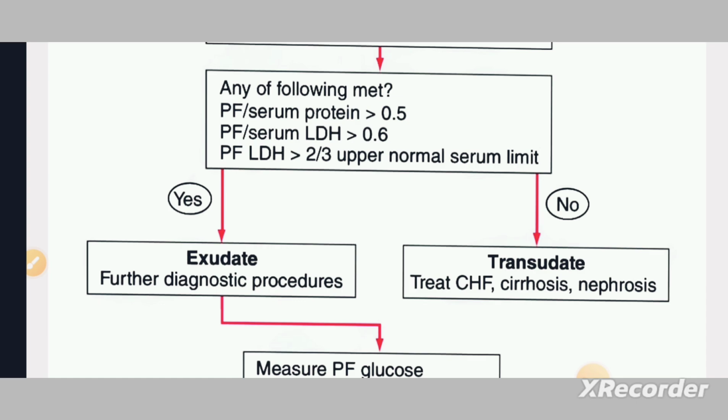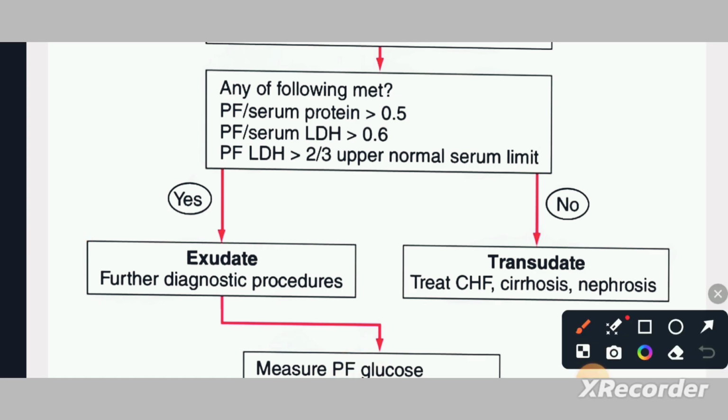If any one of these criteria is met, then we will consider it an exudate. If none of the criteria is met, then we will consider it a transudate. If a transudate is found, then we just treat the underlying cause of the transudate type of pleural effusion. If the cause is congestive cardiac failure, we will treat the congestive cardiac failure. If the cause is cirrhosis, we will treat the cirrhosis, or if it is nephrotic syndrome, we will treat accordingly.